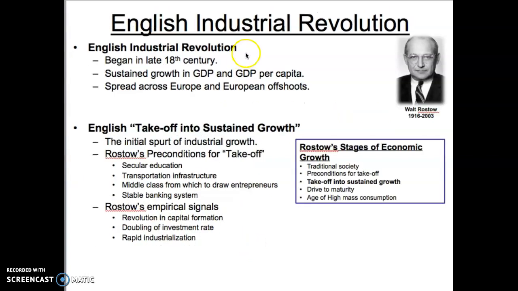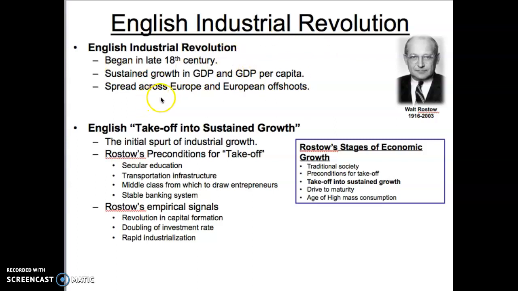The English Industrial Revolution began in the late 18th century and brought about sustained growth in GDP and GDP per capita. Sustained is an important term here because while there have been pockets of growth in historical societies, the Roman Empire, the Grecian Empire, Persian Empire, things like that, it was hard to sustain this growth over long periods. And growth in GDP per capita is important because that increases the standard of living for people. So these are two very positive things that come about from the Industrial Revolution.